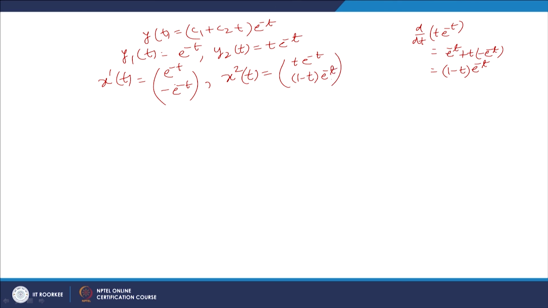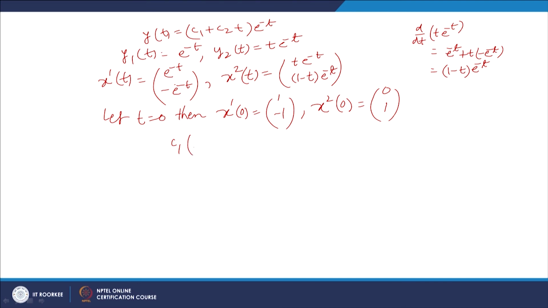Now, we can check the linear independence of these two solutions of the differential equation x dot equal to Ax. What we do is we choose a suitable value of t. Let us take t equal to 0. Then x1(0) is equal to (1, minus 1), and x2(0) is equal to (0, 1). We have to show that these two are linearly independent.